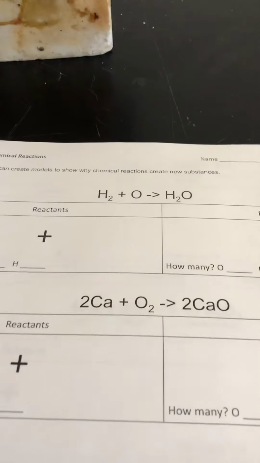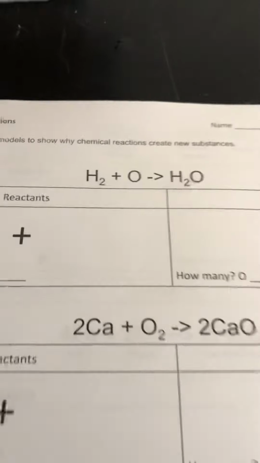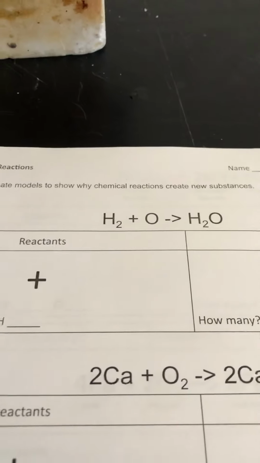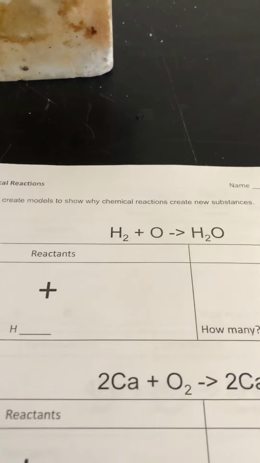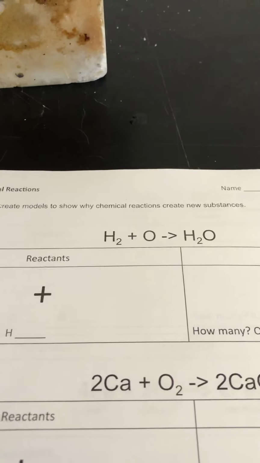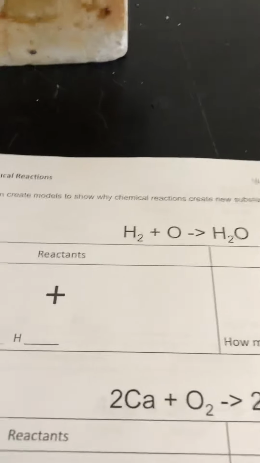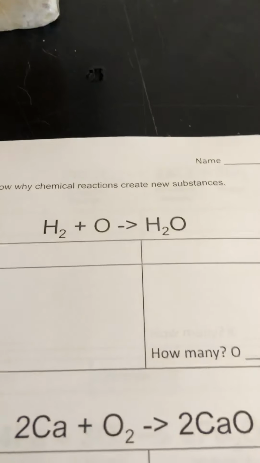Today's activity is to balance chemical equations. So we are going to look at how many atoms you have on one side and how many atoms you have on the other side, called products. So let's look at the first chemical equation.